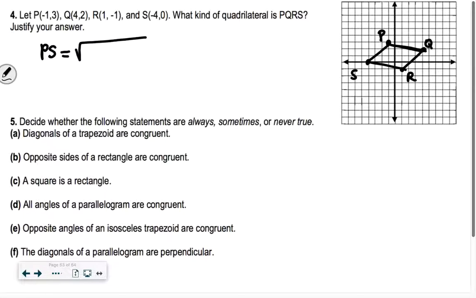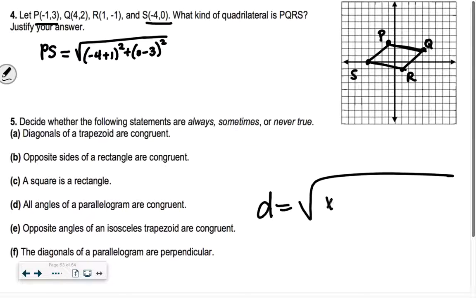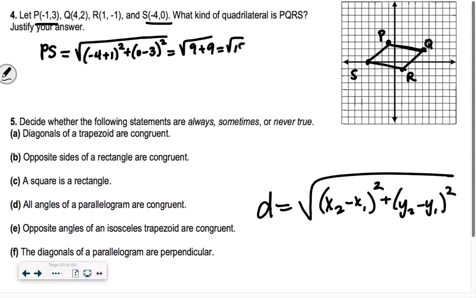You ready? All right, so PS is going to use these two points. So I'm going to have -4 minus a -1, so +1 squared, 0 minus 3 squared. Y'all remember the distance formula? Do I need to write it? That's what we're doing. So I get negative 3 squared, which is 9, plus negative 3 squared, which is 9. I get the square root of 18. Don't worry about rationalizing. We don't need it. How about QR?